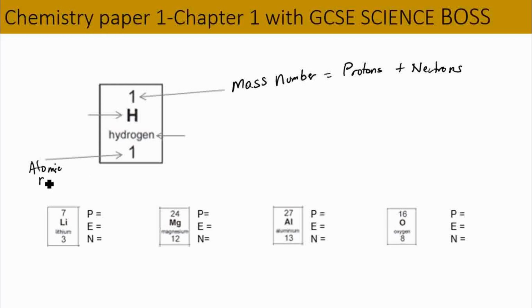that number gives you the total number of protons, or, very important, it also gives you the number of electrons. Okay, good.